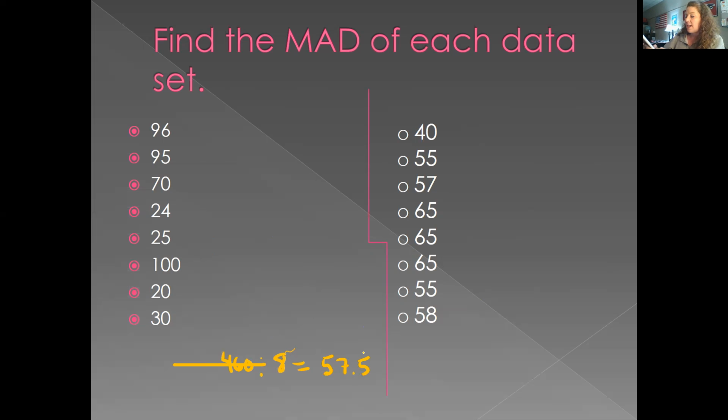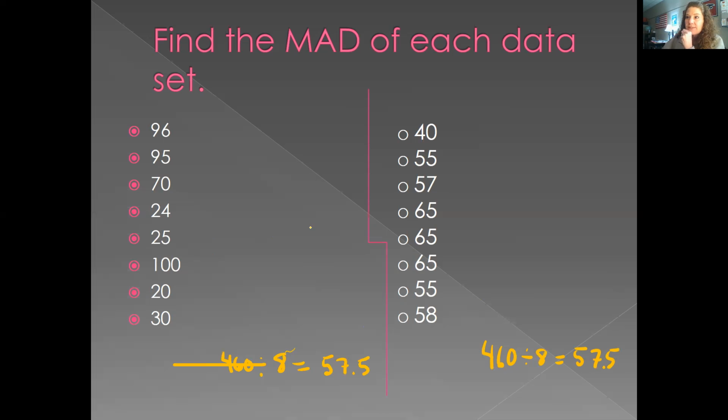40 plus 55 plus 57 plus 65, 65, 65, 55, and 58. So I got the same sum. There are also 8 numbers. And so the mean of each set of data is 57.5. So let's pretend these were scores. These were grades.